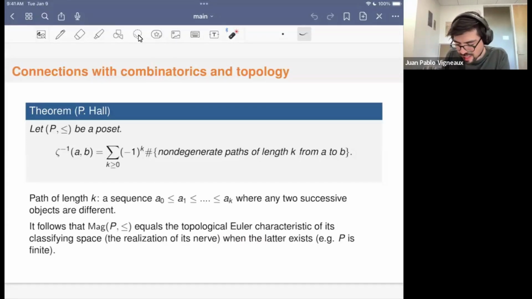At least when this exists. Now, for example, if P is finite, or there has to be some convergence condition. That is something that I'm going to mention later. So yeah, there is this rich structure, and this is also why this function is important in combinatorics. It's important because you can identify this number as an alternating sum of some objects, and in the applications that Rota considered, these k-paths also have some interpretation in themselves. So it's something that you would like to count.